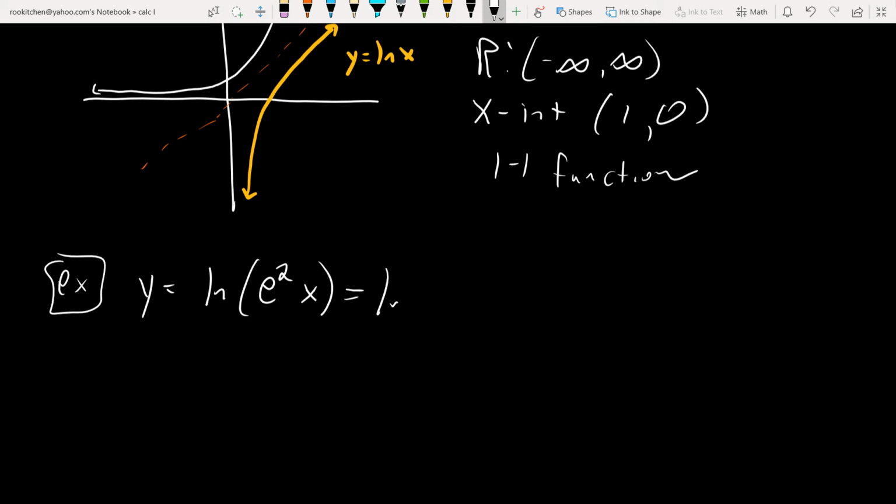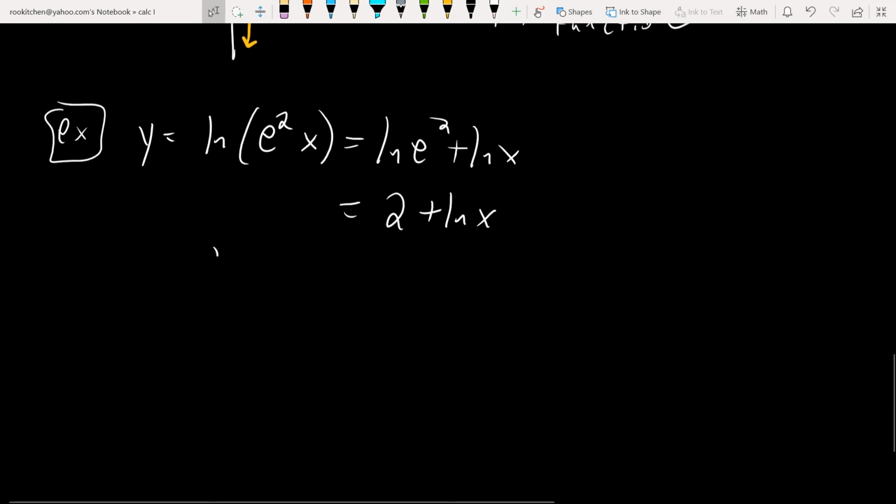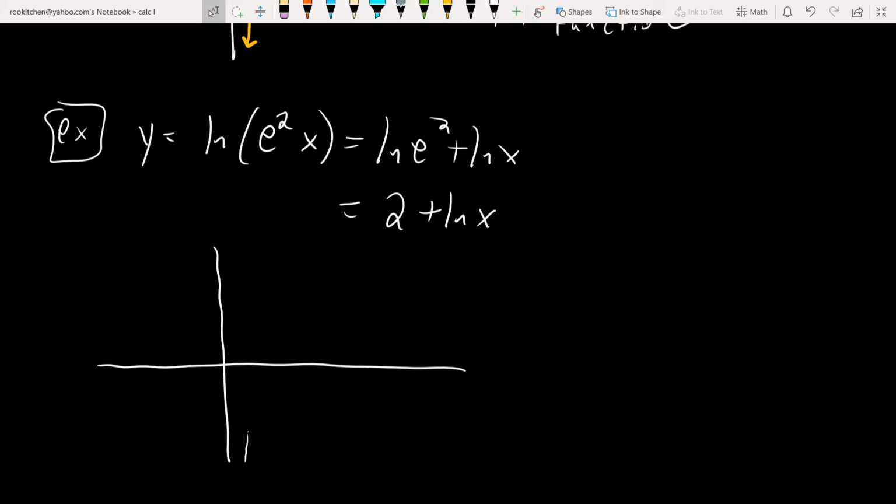You could say, well, this is the same as ln of e squared plus ln of x. Okay? And then ln of e squared, e to what power is e squared? Well, that's 2. In other words, it's just a shift of ln of x up by 2. So you can draw ln of x already, maybe not perfectly, but you can get an idea of it. Looks like that. And then you just take that thing and shift all of its points up 2.